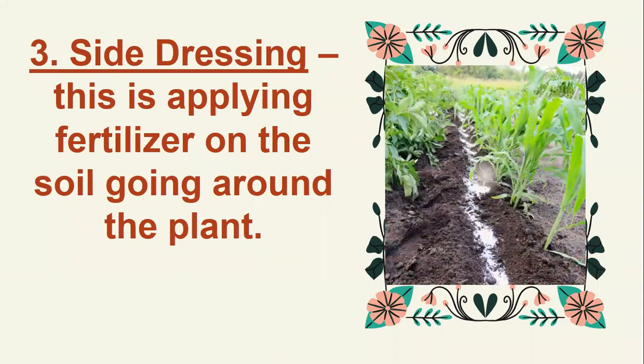And the third is the side dressing. This is applying fertilizer on the soil growing around the plant. You say that the fertilizer is just on the side of the plants or the crops.